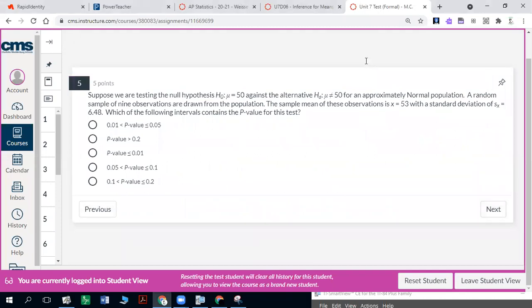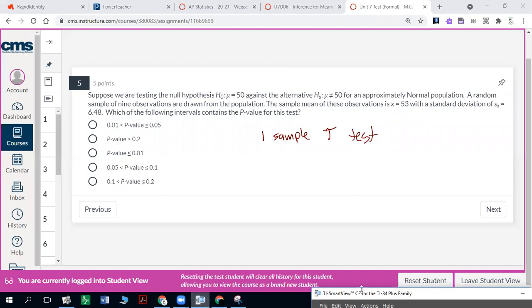All right, question 5. Oh, I suppose we were testing the null hypothesis mu equals 50, and the alternative mu is not equal to 50 for an approximately normal population. A random sample of 9 observations are drawn from the population. The sample mean of these observations is 53 with a standard deviation of 6.48. Which of the following intervals contains the p-value for this test? What on earth? All right, so let's run this test for a minute. First of all, we have all the information, right? This is a one sample t-test, right? We got all the data to put in. We want to know what the p-value is. So we can go right into our calculator and put that in there.